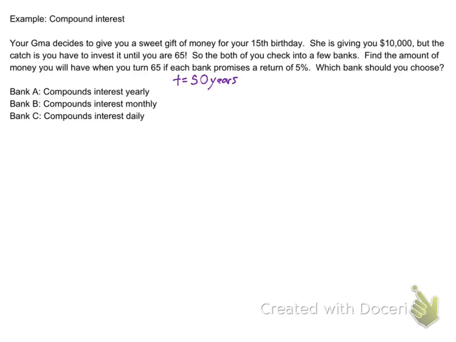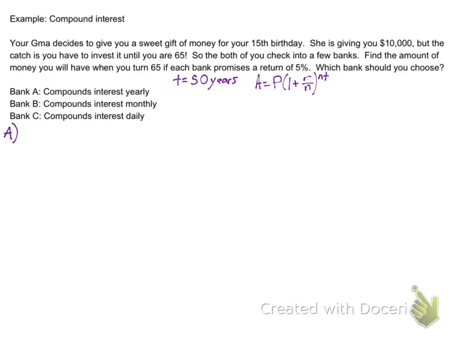The compound equation will be A equals P times (1 plus r over n) to the nt, right? So those are some things that I should write down so I don't have to think about it later. But now, let's start filling it in for each bank.